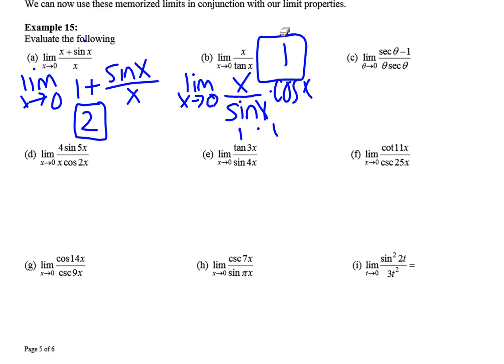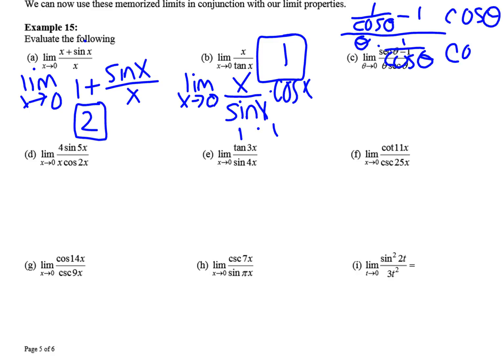Okay, this one, we definitely don't have anything with secant, but secant is 1 over cosine. So I'm going to write that up here. 1 over cosine theta minus 1, over theta times 1 over cosine. If we multiply the top and the bottom by cosine, check out what happens. Cosine times cosine.